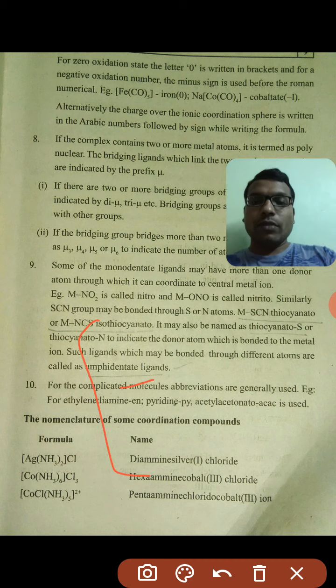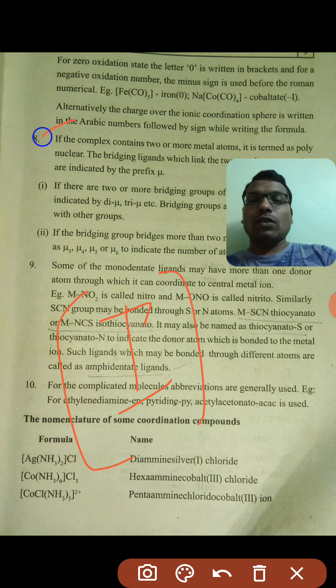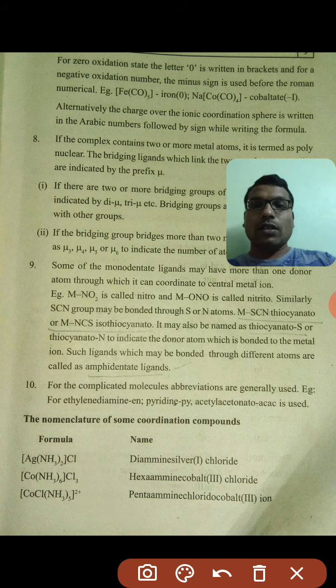Just write the symbol and the Roman numeral like this for a negative oxidation state. Okay? For positive, just write like this. For neutral, for 0, you should write like this. For negative we are writing like this. Okay? So this is regarding oxidation state. Okay, so next we'll go for another point.